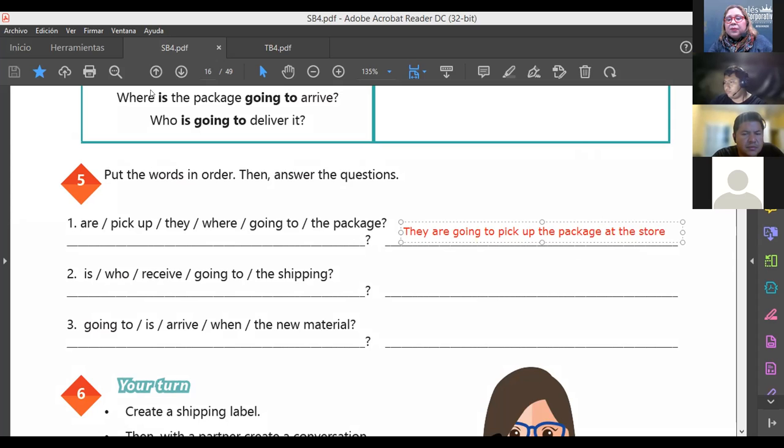Entonces, ahí sería, sí, at the storage room. Okay, storage room. Sí, está bien. At the storage room. It's okay. Vamos a ver la siguiente.